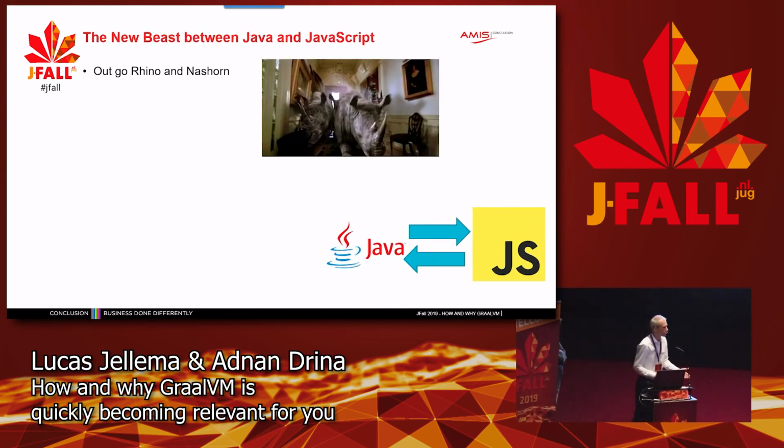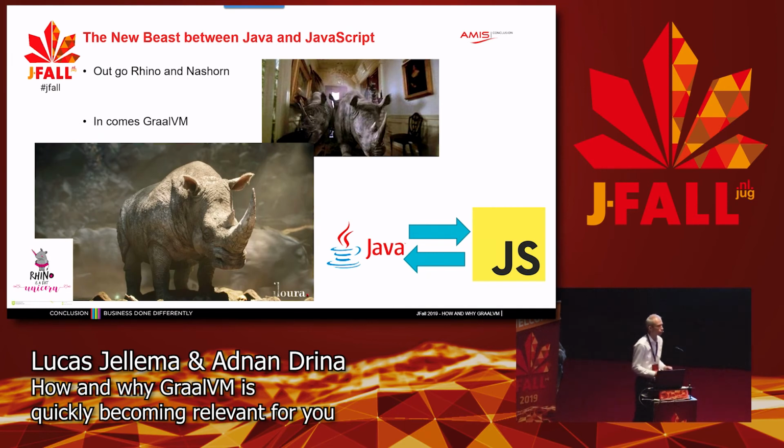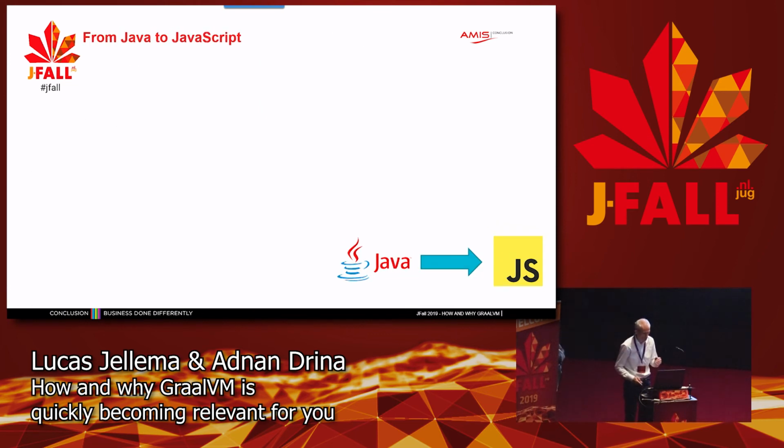So we used to have Rhino and Nashorn, which, I never understood why they were called after rhinoceroses. I don't really get the point. But anyway, they go out and we now have a new beast for doing the Java to JavaScript interaction in both directions. And not just Java to JavaScript, by the way.